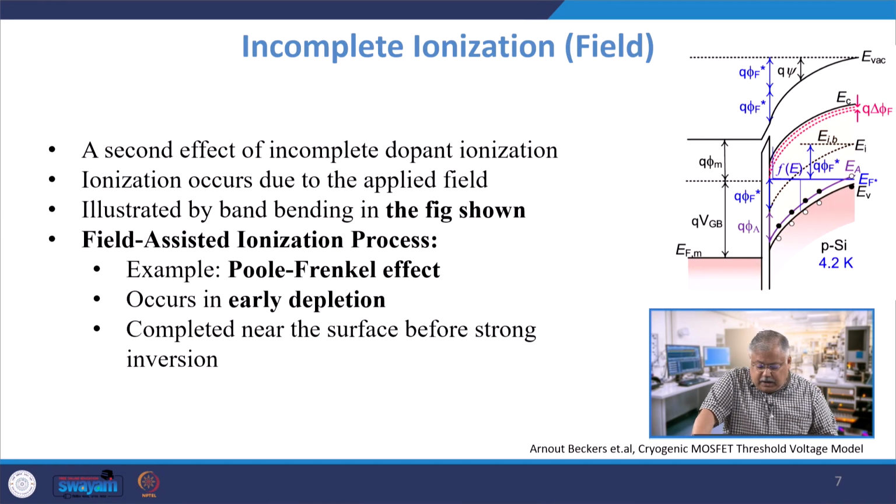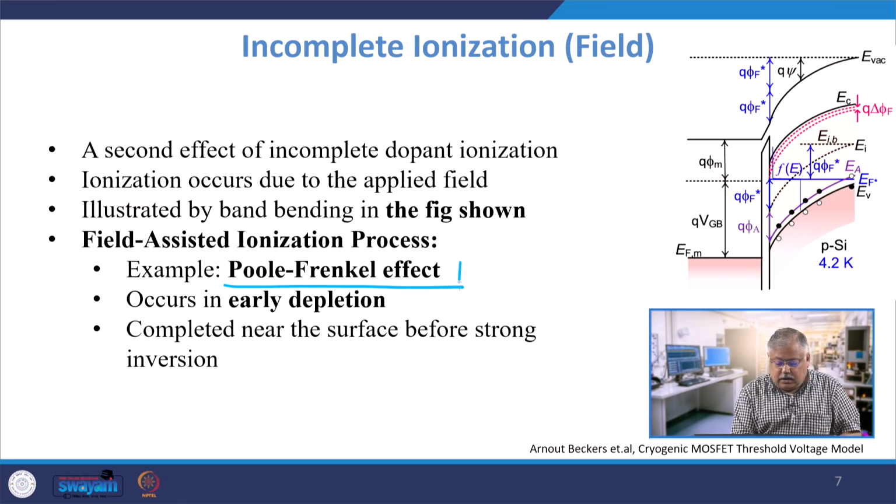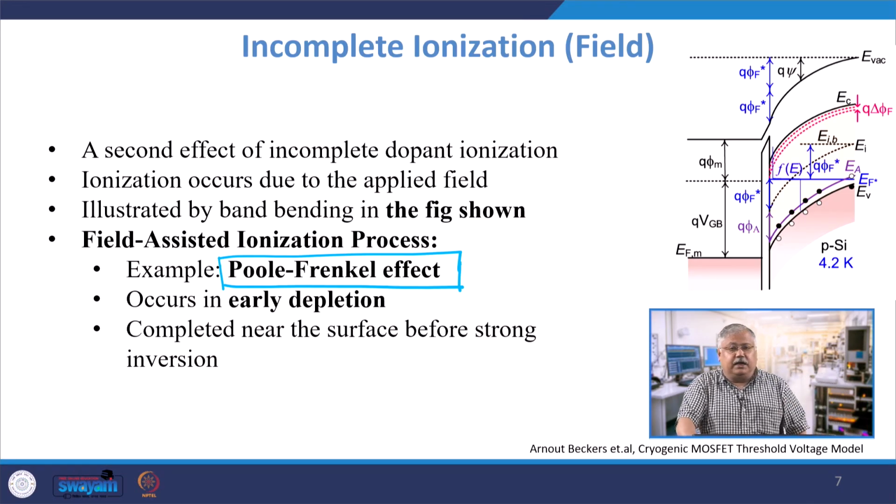Okay. Let me now come to field assisted incomplete ionization. We were talking about thermal assisted. Now we look at field assisted ionization probability. One example is known as the Poole-Frenkel effect. We might not be doing it in the class at this stage, but you might look into this Poole-Frenkel effect, which is incomplete ionization, field assisted based design.